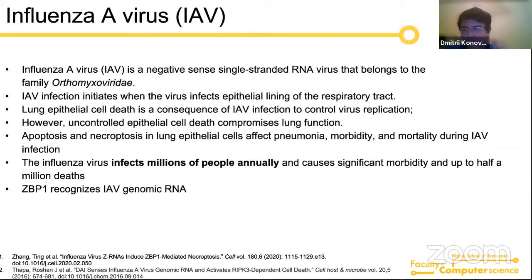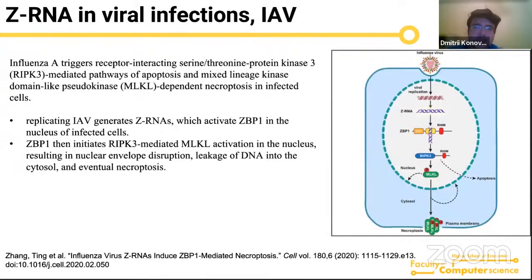Looking at zRNA formation in IAV, it was discovered by our colleagues, Zhang and coauthors, that influenza triggers the RIPK3 pathway, and this pathway works through zRNA binding by ZBP1, which results in RIPK3-mediated necroptosis. The simple scheme of this pathway is shown on the right. On the top, you can see the virus. It induces zRNA formation, and ZBP1 binds to this zRNA.